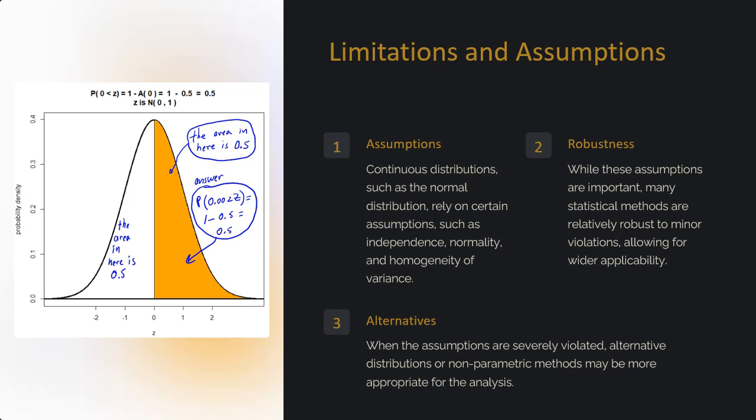Now let us see limitations and assumptions. Assumptions. Continuous distributions such as the normal distribution rely on certain assumptions such as independence, normality, and homogeneity of variance. Robustness. While these assumptions are important, many statistical methods are relatively robust to minor violations, allowing for wider applicability. Alternatives. When the assumptions are severely violated, alternative distributions or non-parametric methods may be more appropriate for the analysis.